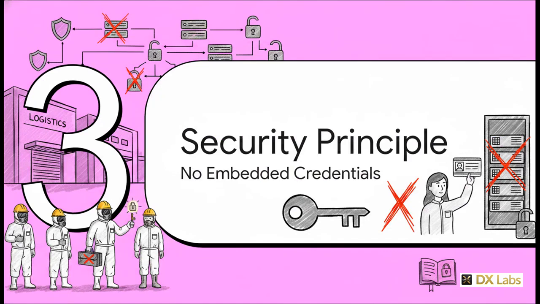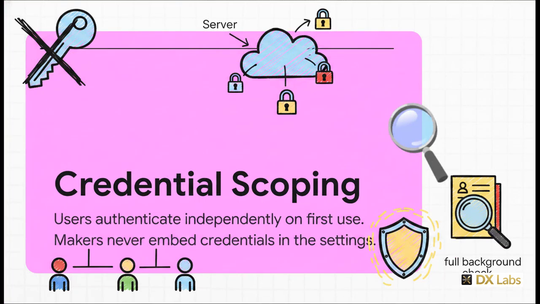Section 3. The No Credential Security Principle. Imagine a huge logistics warehouse where workers are handling hazardous materials. The company doesn't just provide one giant shared hazmat suit for everyone to squeeze into, right? Every single worker has to bring their own personal safety gear. Well, we follow the exact same logic here with a concept called credential scoping. You, as the maker, never embed a single master credential in the configuration settings. Instead, when users interact with the agent for the very first time, they provide their own personal API key.